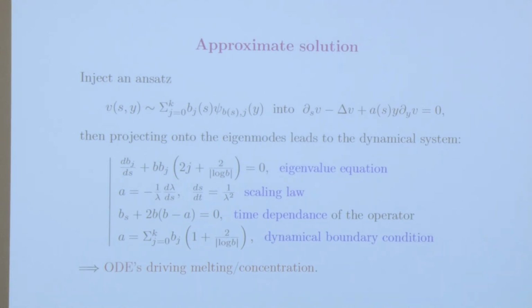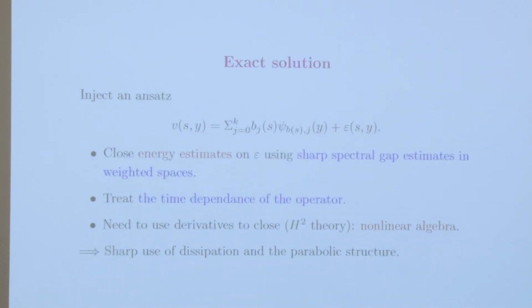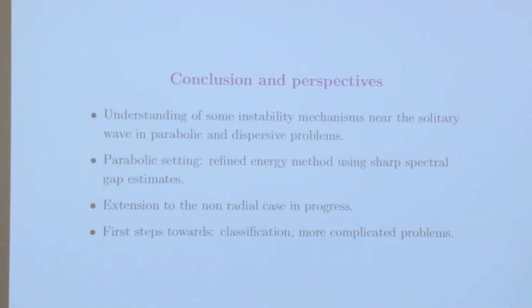I mean, doing this in the Schrödinger setting would be a very, very different issue. Here, things are really simplified by the parabolic structure. So this is really what you have to do. So you really need to close your estimates on the error in a suitable function space, and this is really simplified here using the fact that I have this very nice spectral structure.